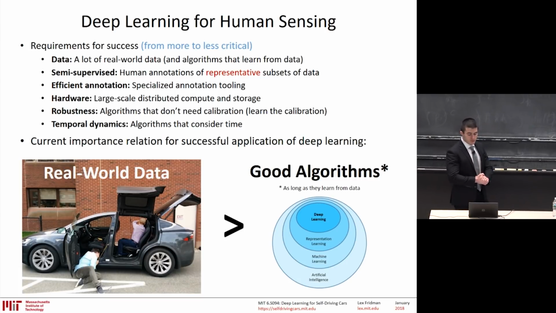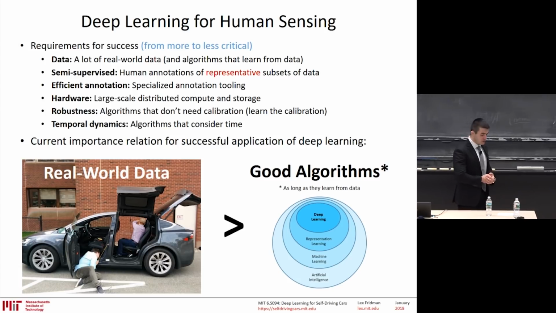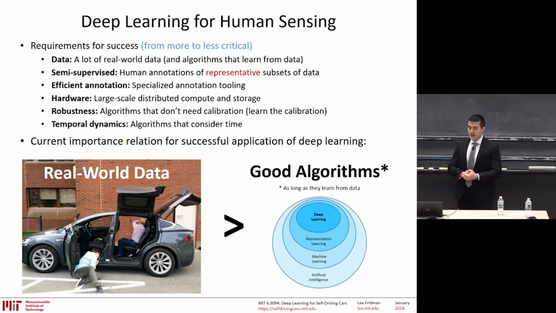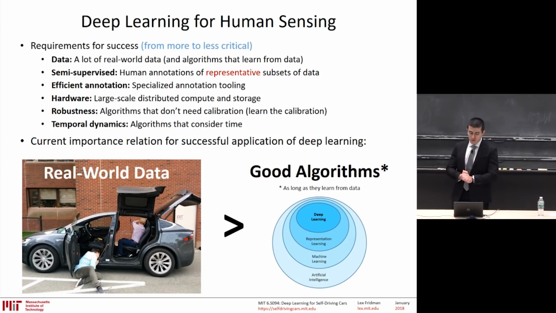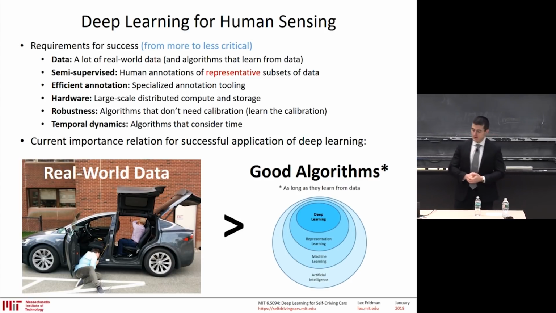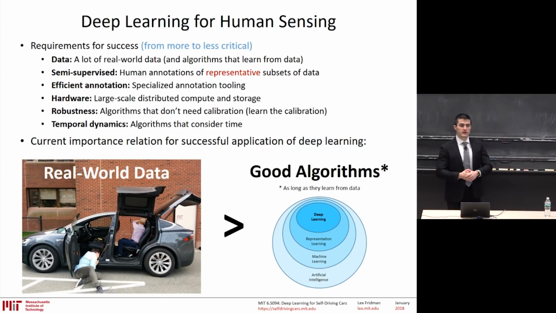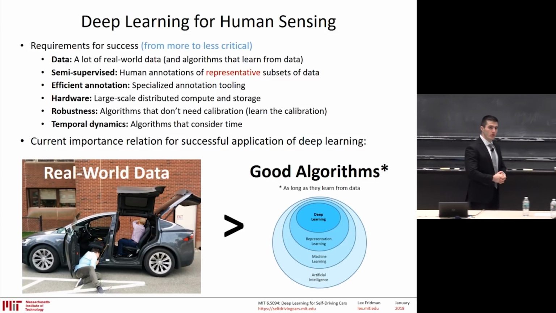First, and the most important, here ordered from most to less critical, is data. Data is everything. Real world data. We need a lot of real world data to form the data set on which these supervised learning methods can be trained. I'll say this over and over throughout the day today. Data is everything. That means data collection is the hardest part and the most important part.